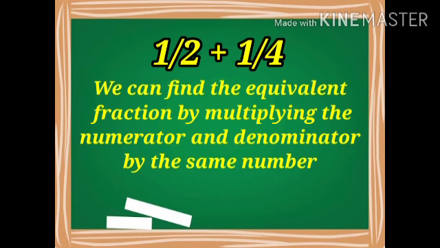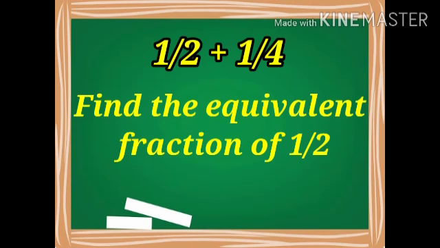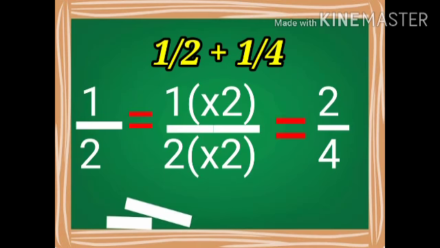Then how do we find the equivalent fraction, children? Yes, we can find the equivalent fraction by multiplying the numerator and denominator by the same number. Now let's start finding the equivalent fraction of 1 by 2. This 1 by 2 can be multiplied by 2 on the numerator and on the denominator. So 1 into 2 is equal to 2 and 2 into 2 is equal to 4. Now we have got the equivalent fraction of 1 by 2 as 2 by 4.